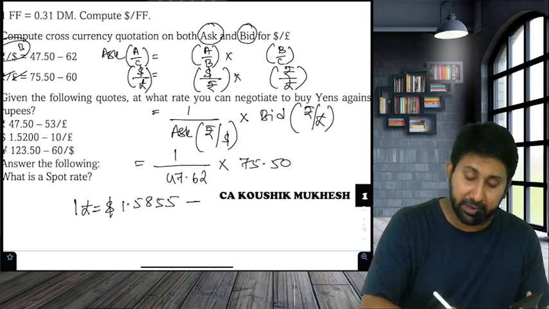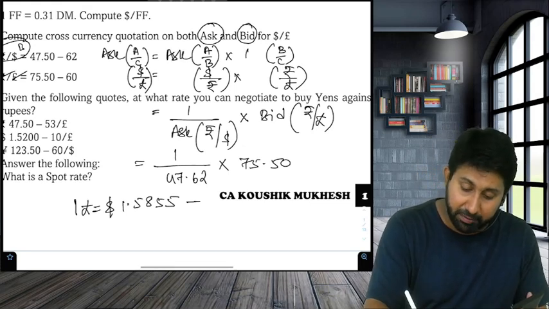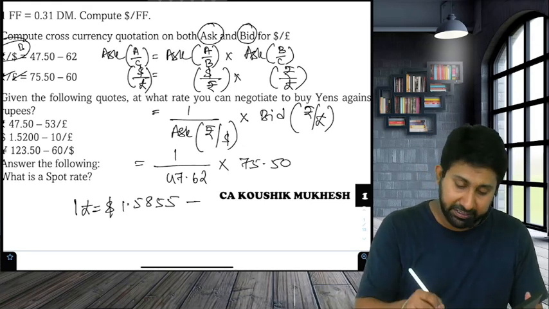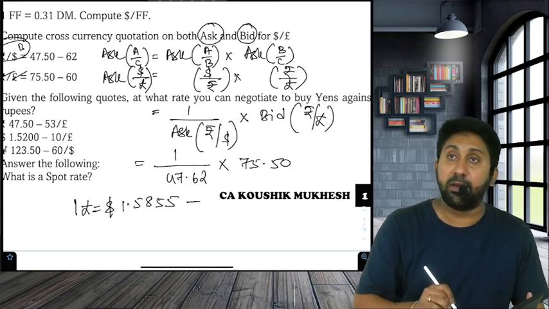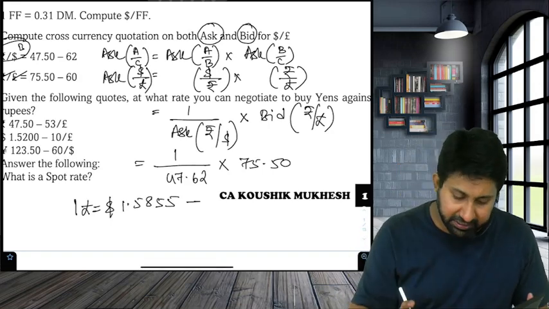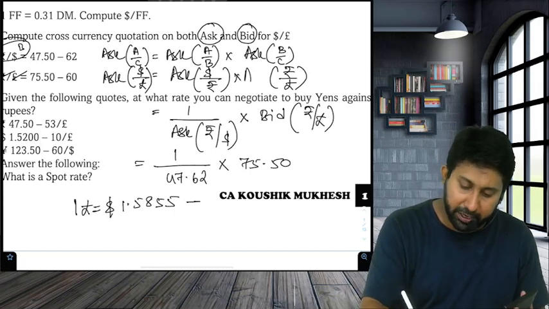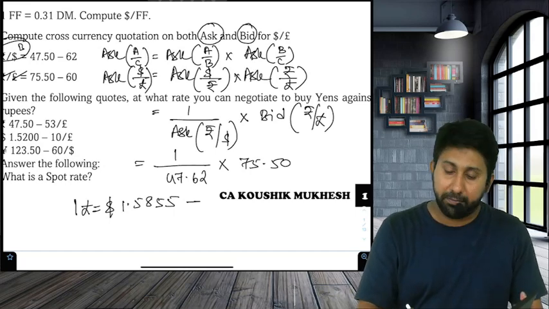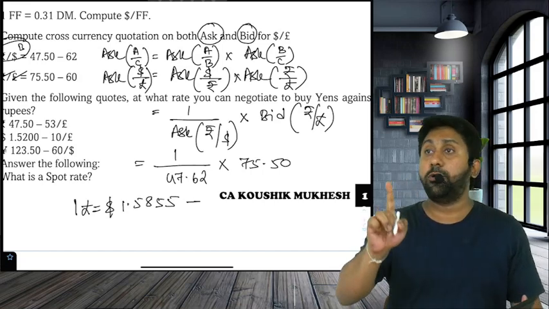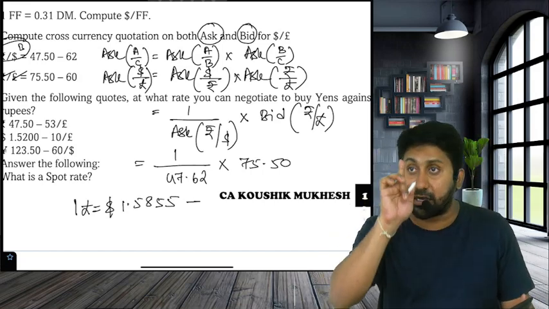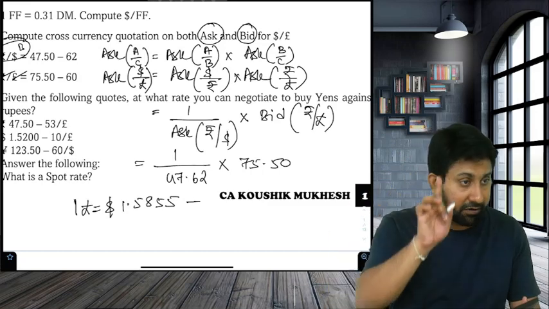Ask of A by C equal to ask of A by B into ask of B by C. Ask of A by B means dollar by rupee, A by C means dollar by pound. So ask of dollar by rupee into ask of rupee by pound. You have to write notations clearly in the exam. If you write "ask of", then that half mark will come.